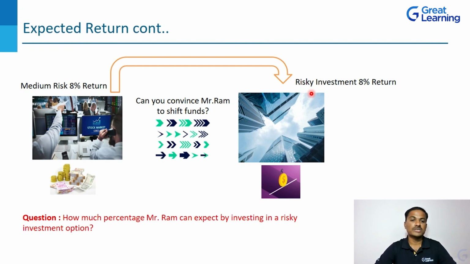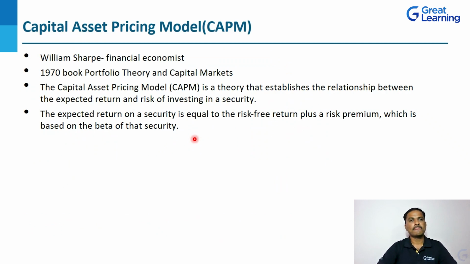Now, how much percentage can Mr. Ram expect by investing in a risky investment option? He is already earning 8%. To shift his funds to another investment option, how much percentage would he expect, or should he expect, to shift his funds? So that is the question to be answered in investment management. Now, to answer these questions, thankfully, there are so many models that help us. How much percentage of return should Mr. Ram or an investor expect to shift their funds to risky investment options? So there is a model called the capital asset pricing model, and this model was given by William Sharpe during the 1970s, when he published a paper on portfolio theory and capital market.